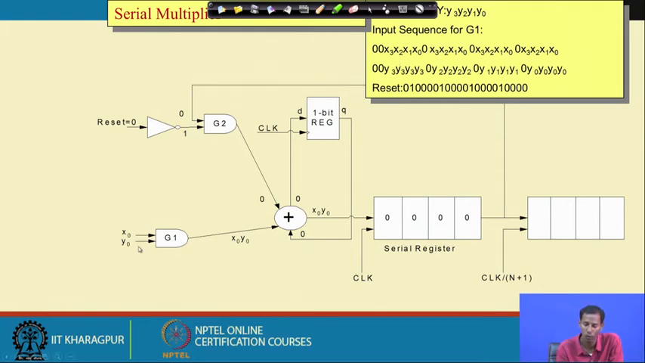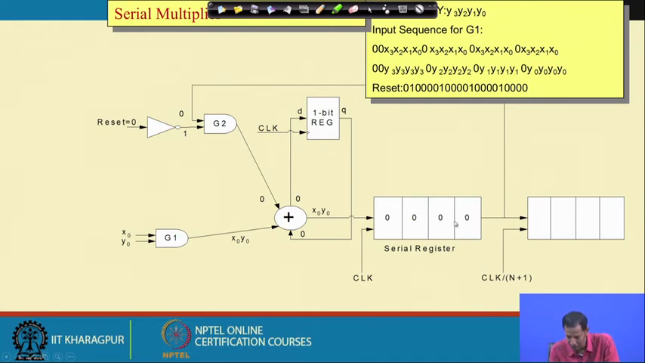So, that means now what is happening? By putting this AND gate, whenever y0, then y0x0, y0x1, y0x2, y0x3. So, that means the first partial product has been generated.